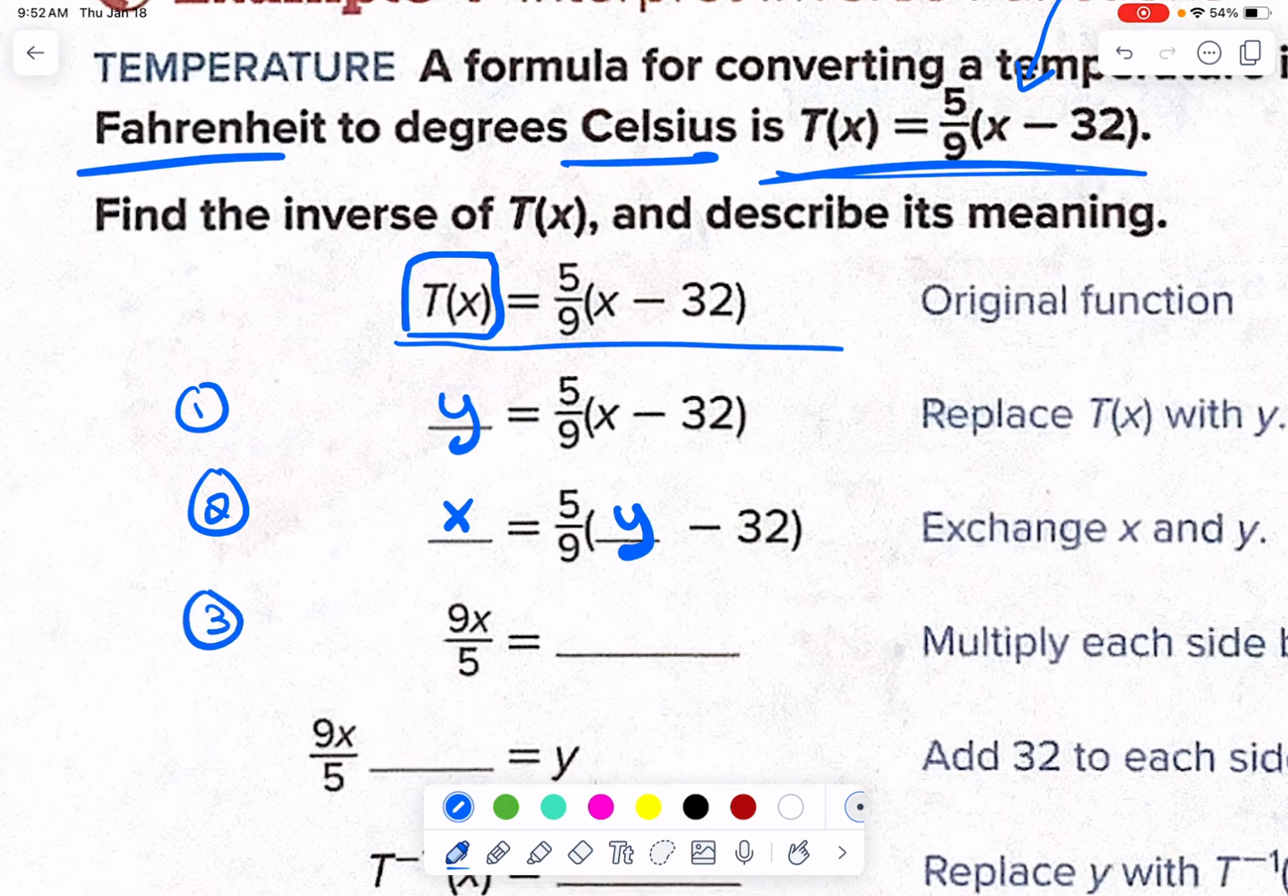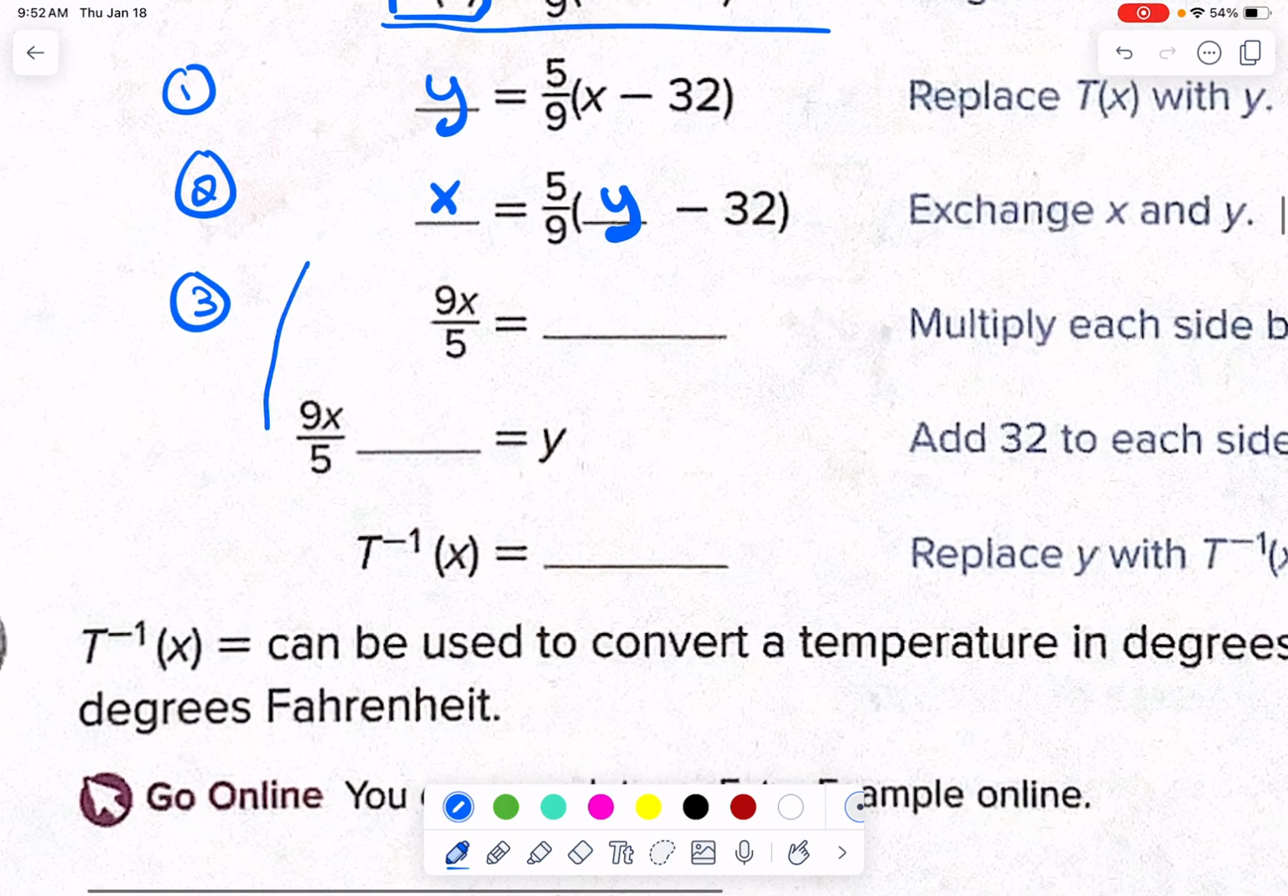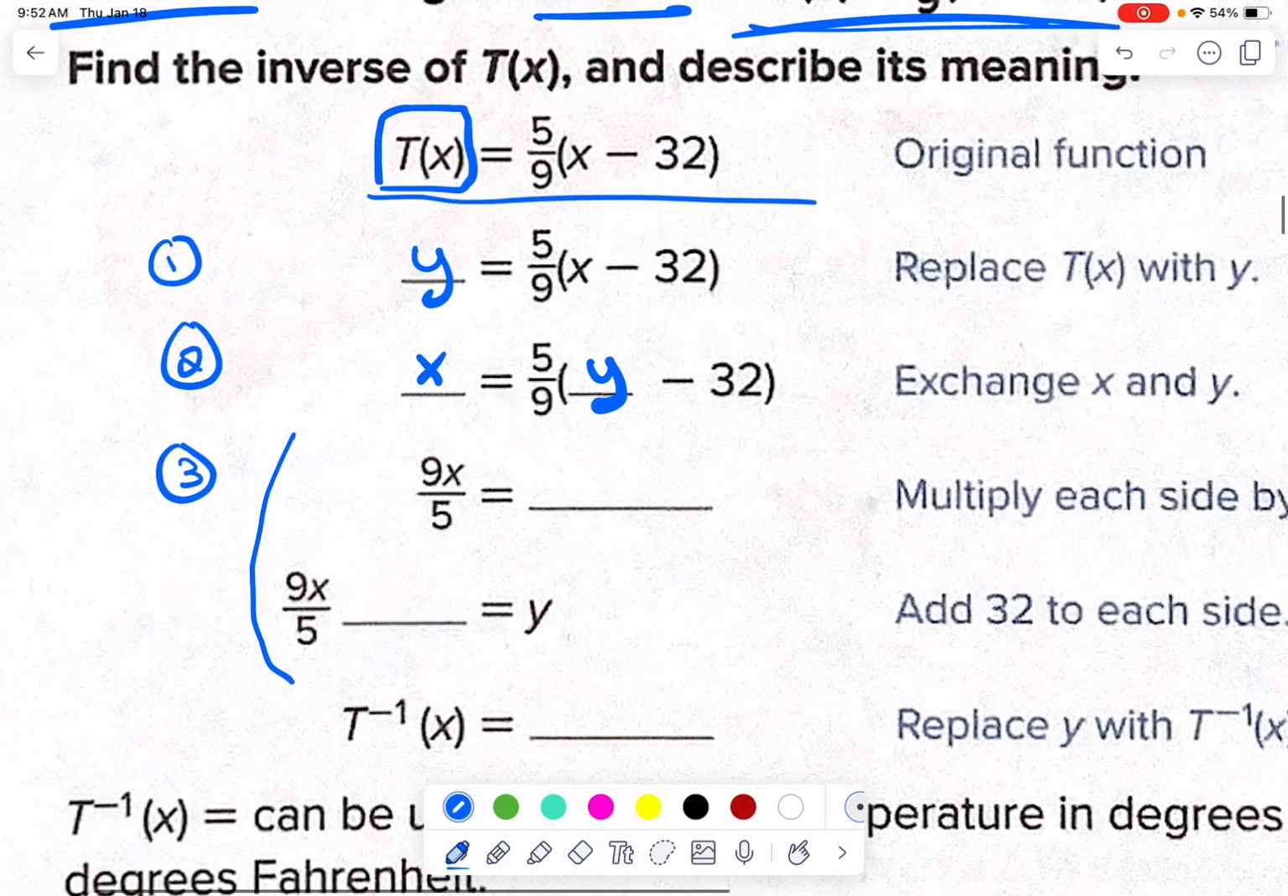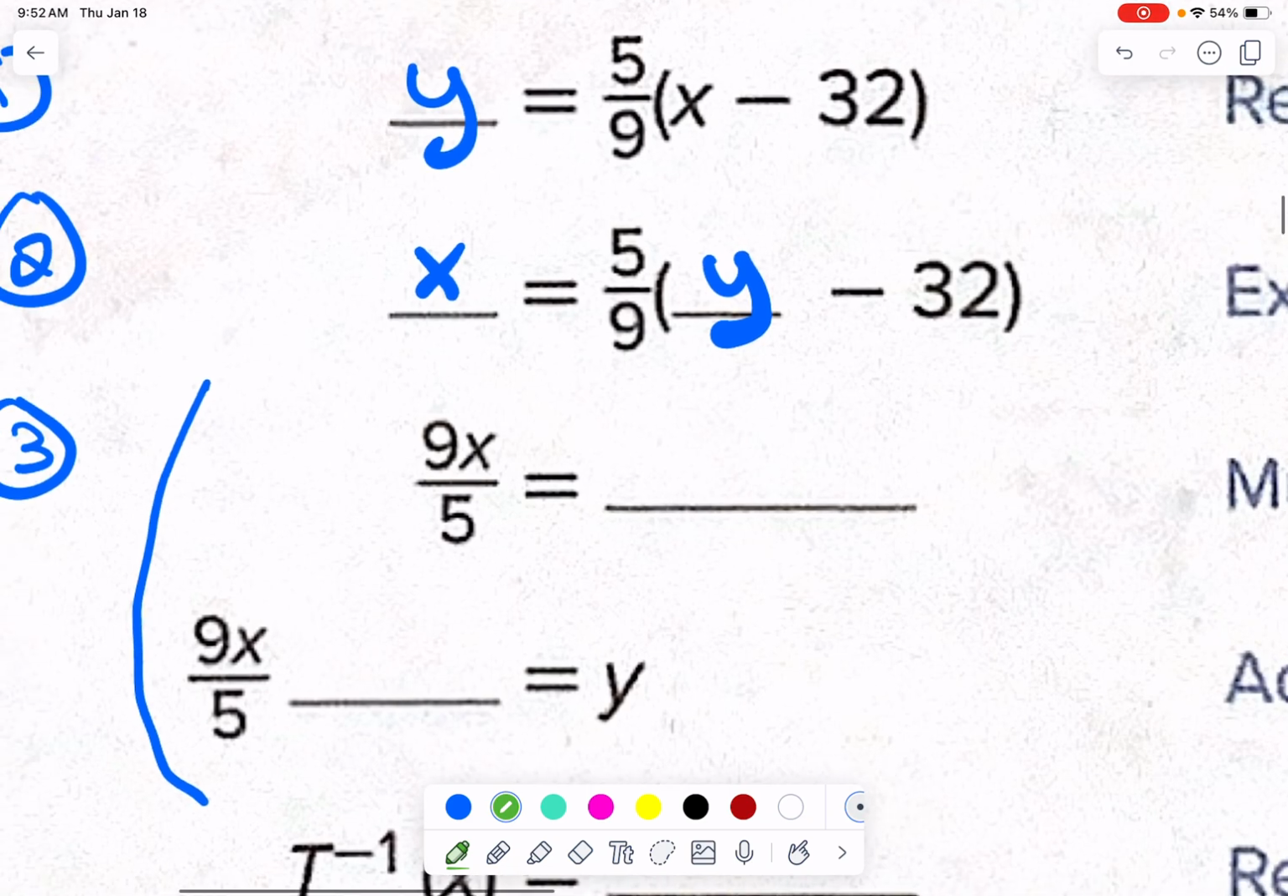Step number 3 is a little bit more tricky. We are solving for y. I'm following their work because their work is actually decent this time. If we're trying to solve for y, I need to get rid of the 5/9 and I need to get rid of the 32. But since the 5/9 is on the outside of the parentheses, I'm going to get rid of him first. I'm going to multiply by 9 over 5 because that will reduce him. So times 9 over 5.